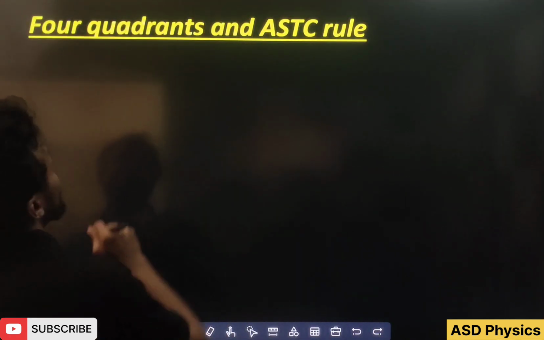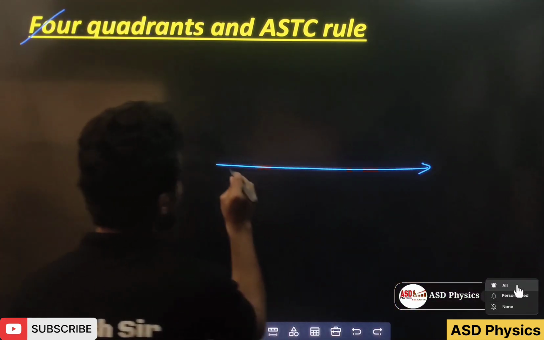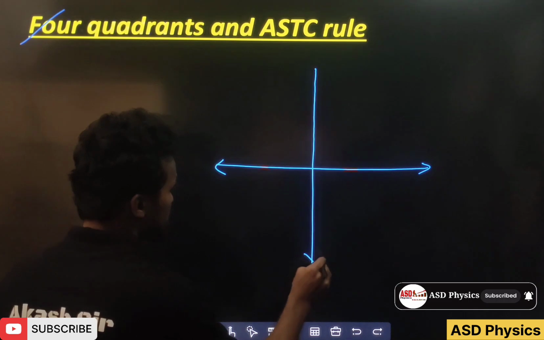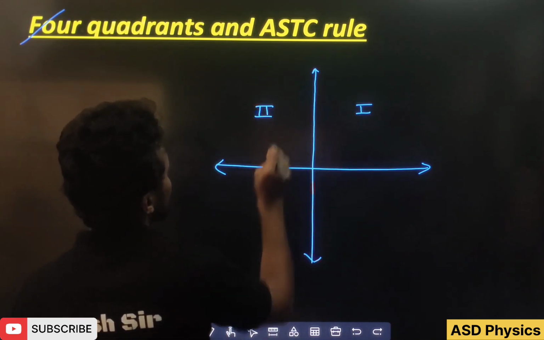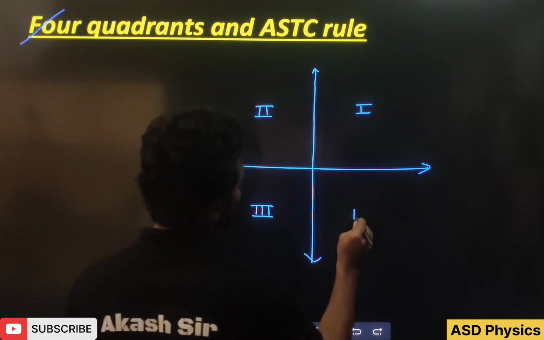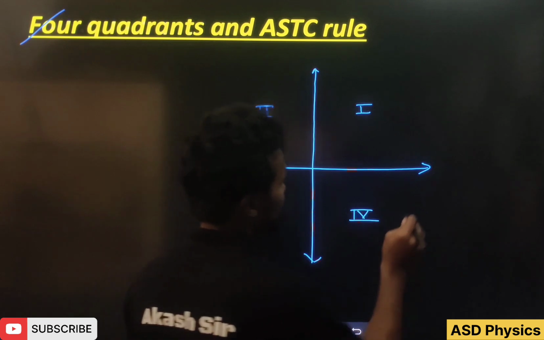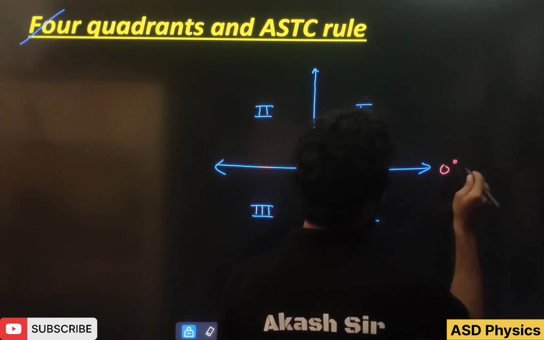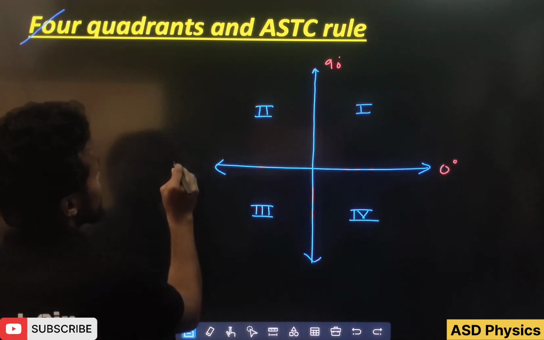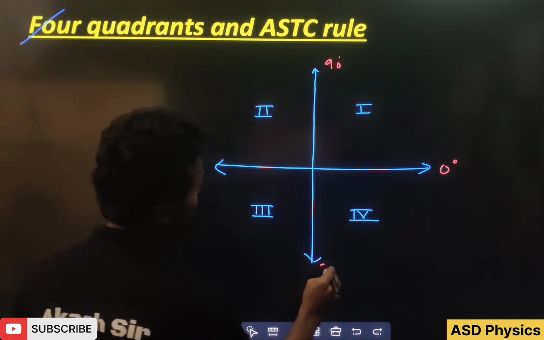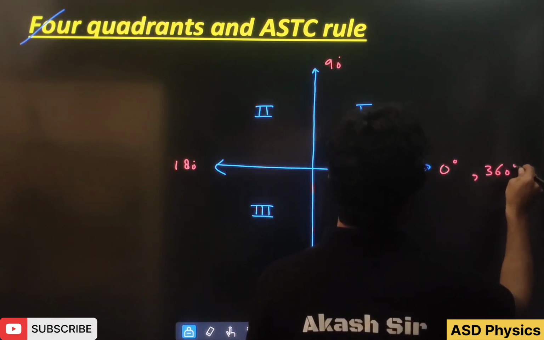Okay. So see here, 4 quadrants and the ASTC rule. Remember that here I have taken the quadrants: first quadrant, second quadrant, third quadrant, and fourth quadrant. Now students, let's write the angles: 0 degree, 90 degree, 180 degree, 270 degree, and again it will become 360 degree.